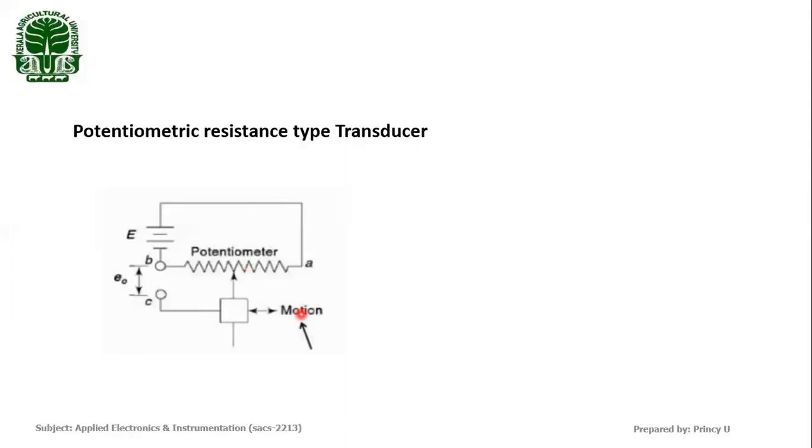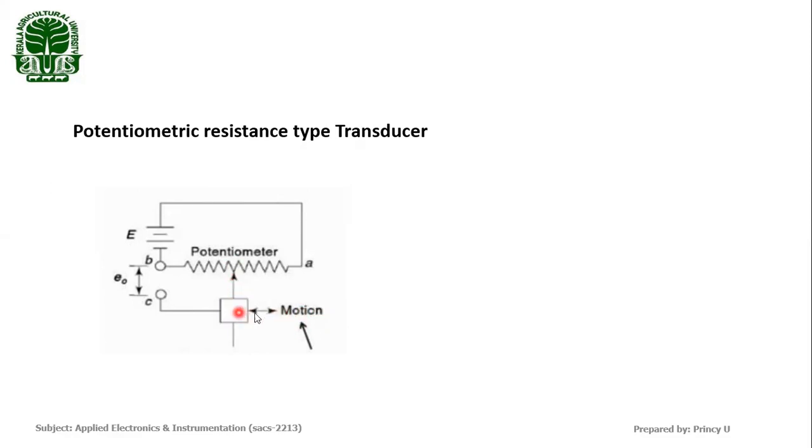This is the physical motion we have to measure; it will be the output of a primary sensor. The primary sensor will sense the physical form of energy which we have to convert to an electrical output. So the motion produced by the primary sensor is attached to this object, and this object is connected to the arm of the potentiometer.